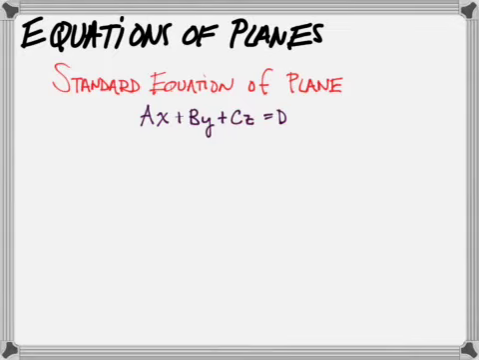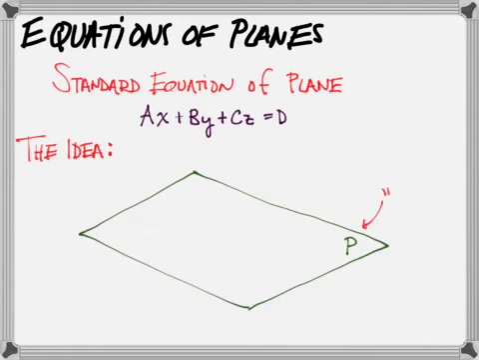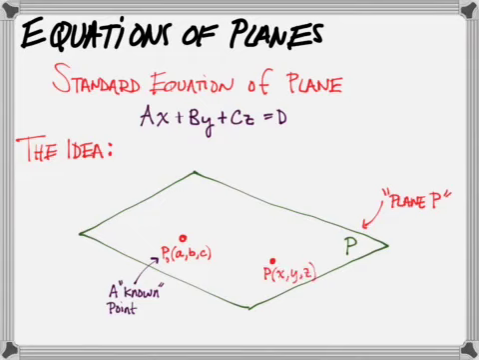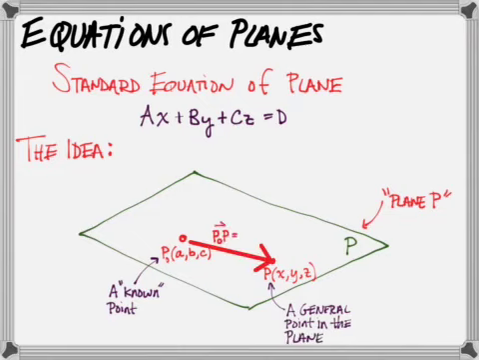So the big idea of what we're doing is we start with a plane. We'll just call it plane P to be simple. And we're going to take a known point called P naught, in this case a, b, and c, on the plane, where we know those values. And we're going to pick a general point, just x, y, and z, that we also say is on the plane. We're going to use some vector analysis to figure out the equation of the plane. So we start with this displacement vector, which is going to be P minus P naught.